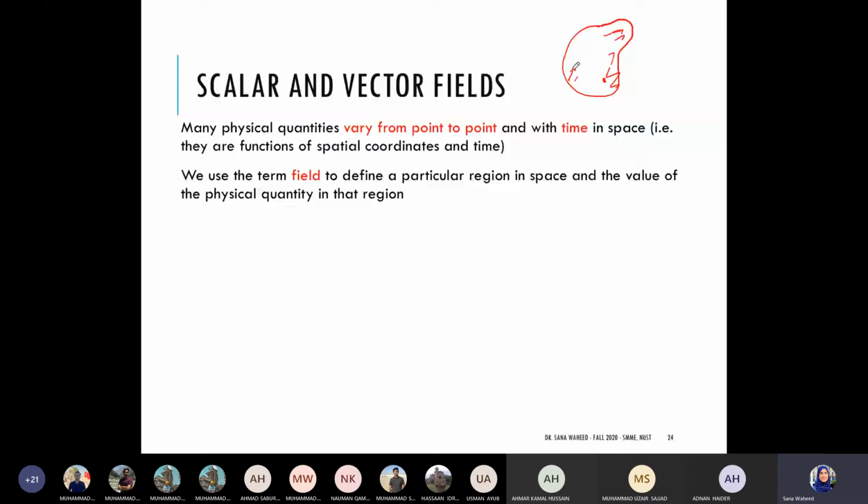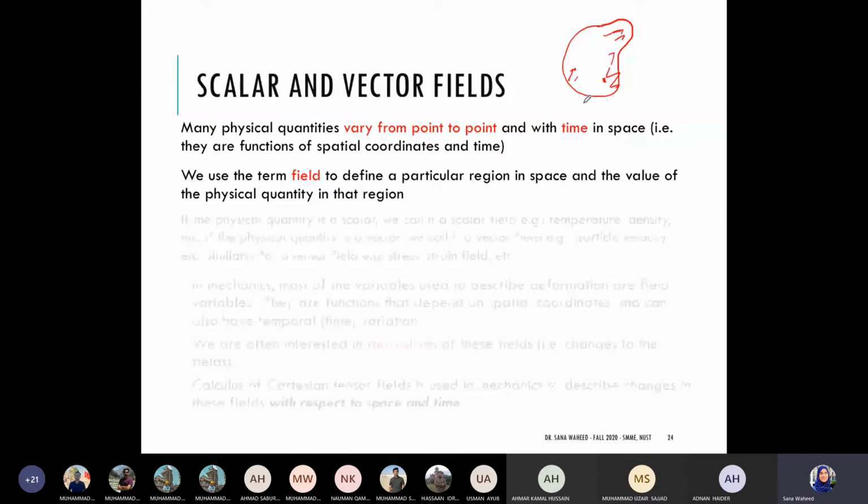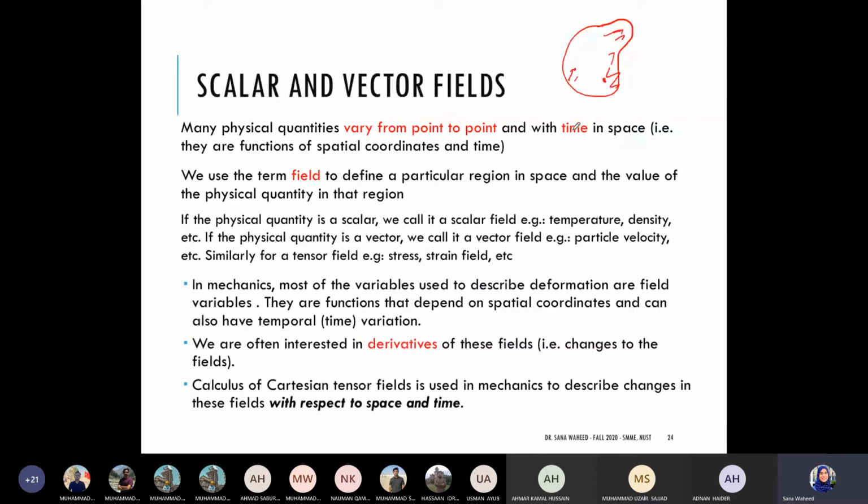Okay? So because they are represented at each point in space for a given body. And these fields also vary with time. So if you are looking at a property at one time, then it will be one thing, and then the field will change as time changes. So the idea is that if you have a scalar property, let's say a temperature profile plotted over a whole body, then that would be a scalar field. For example, temperature, density, and so on.